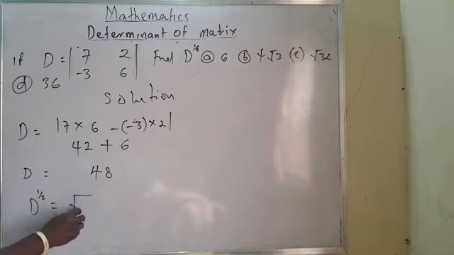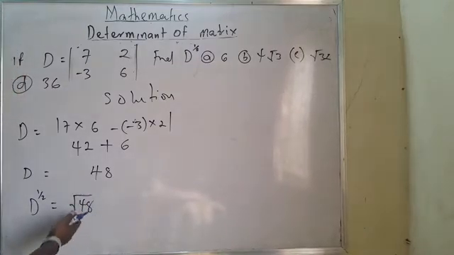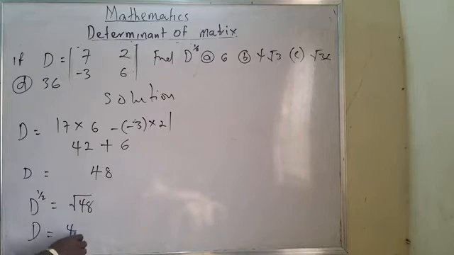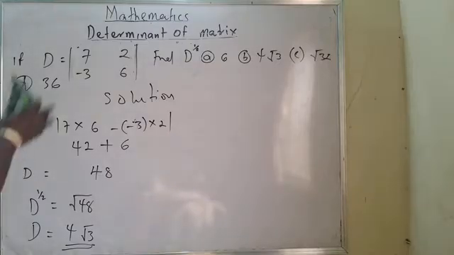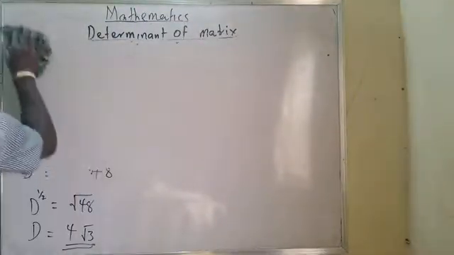Root of 48. It means root of 48. Don't forget from our indices, that is what I'm working towards there. It means I'll have my D as 4 root of 3. That is my answer. Now, before I move on to the 3 by 3 matrix, let me look at another problem that can also be of help.